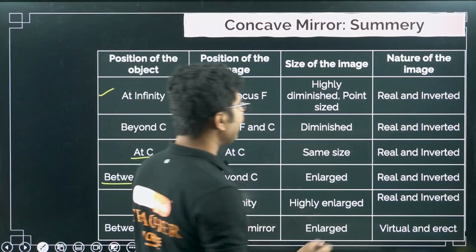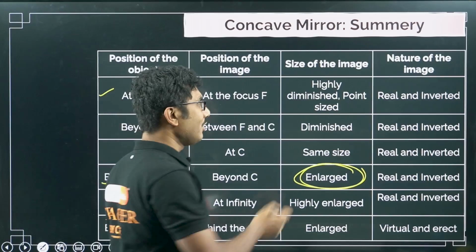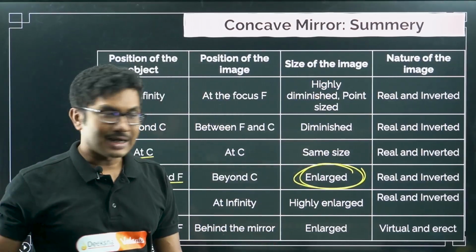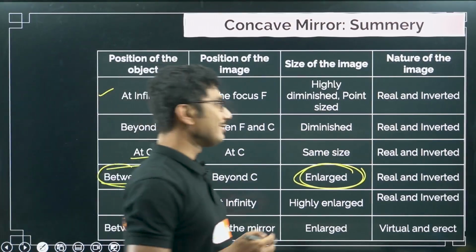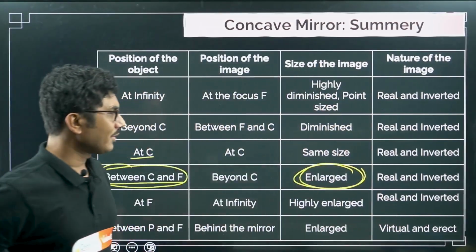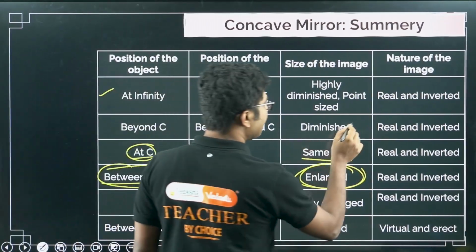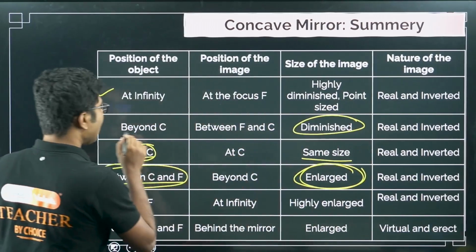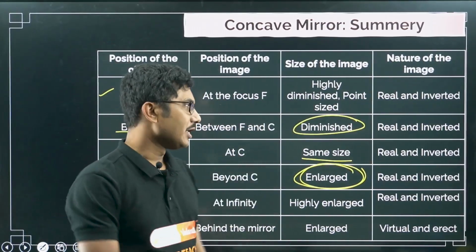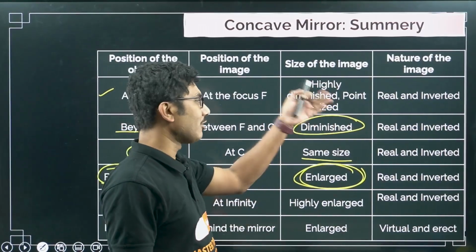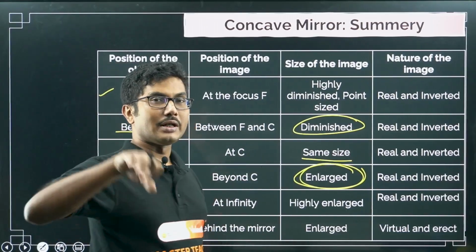Beyond C, enlarged. So only in this case is the size of the image enlarged. So if they say a concave mirror is producing an enlarged image, that means you need to know that the object is placed between C and F. These are the points that you have to remember. And if the image is same size, definitely then it is exactly at C. If the image is diminished, it can be anywhere between infinity and C. Even at infinity it is highly diminished, point size. If the image is point size, then the object is at infinity. So these are the things that you can relate from regular questions.